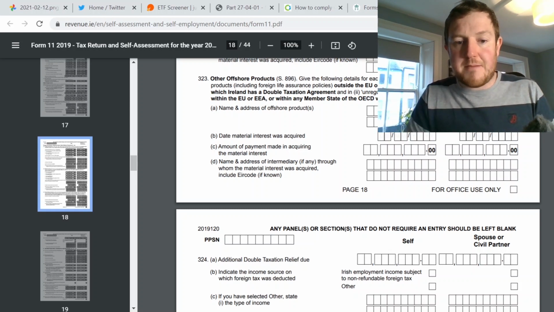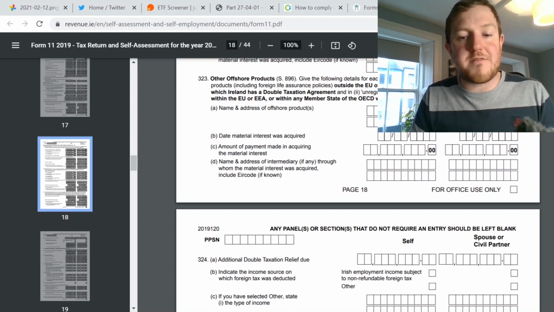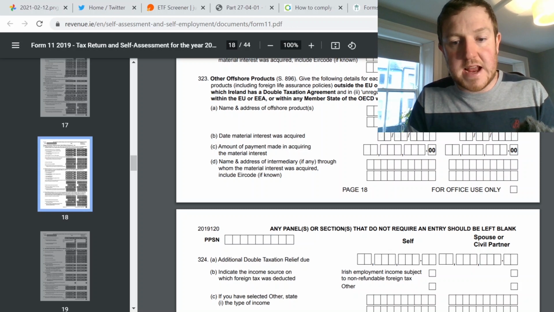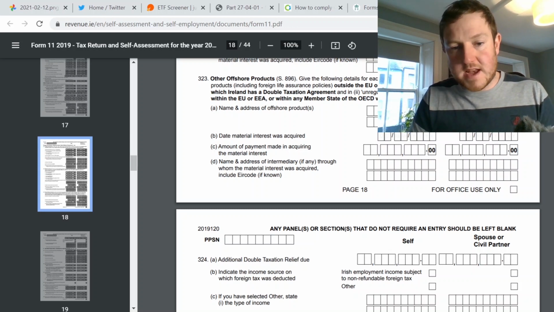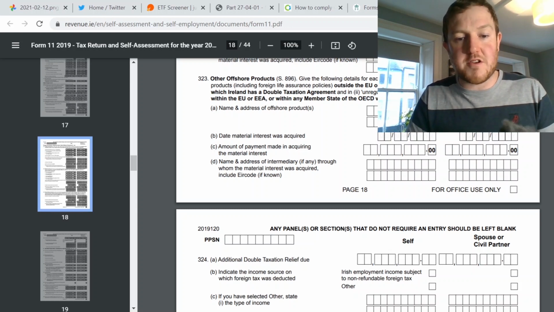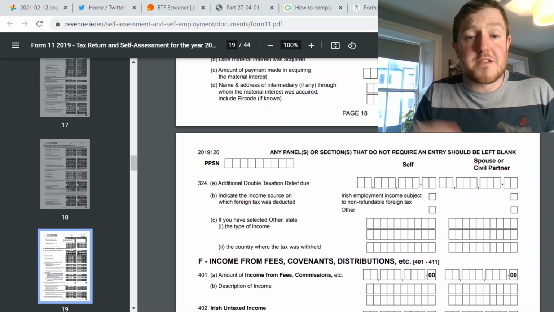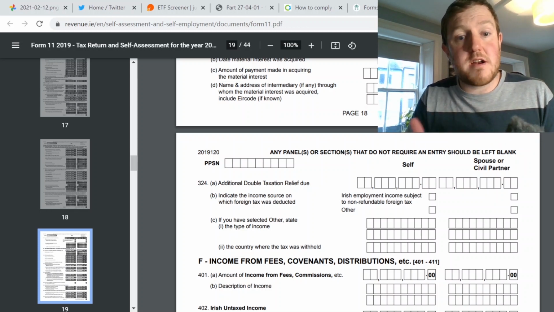You might have to put in a bit of information about the taxation that has already been taken from it if it's from a foreign state. So if they already deducted any tax, and there might be a double taxation agreement between Ireland and this country, you'll fill that information in in 324 here. So there's not much information actually required here, and it's pretty straightforward to fill out the form.